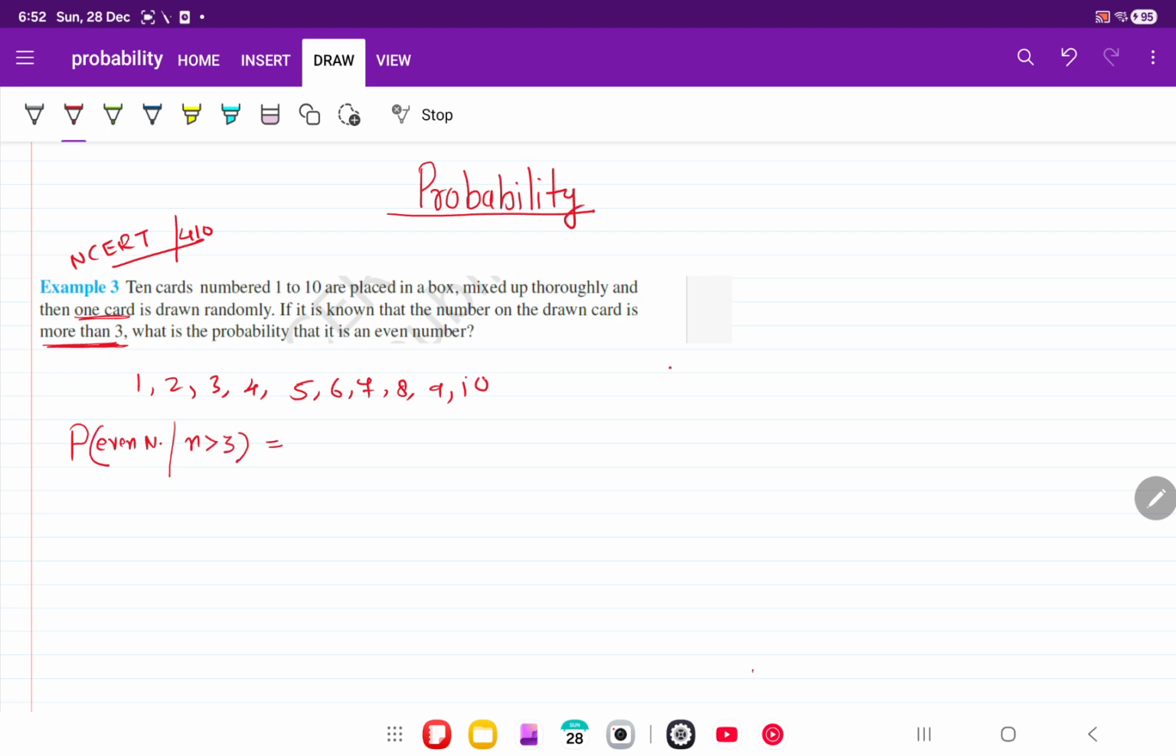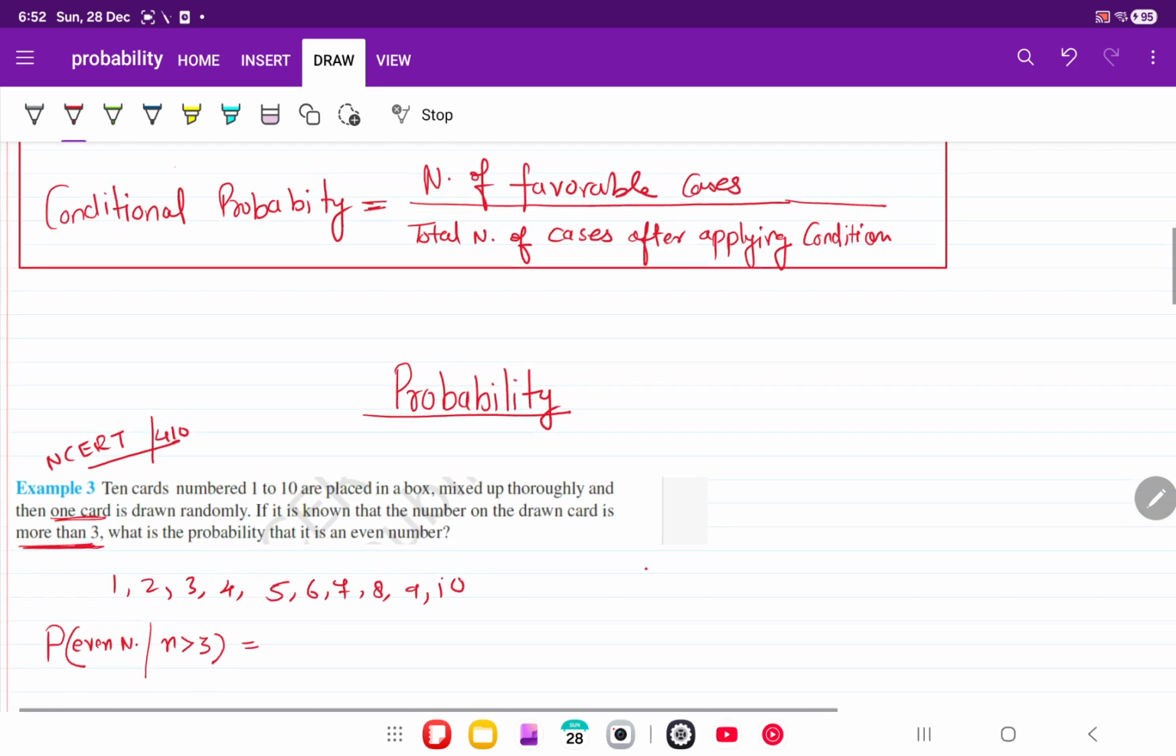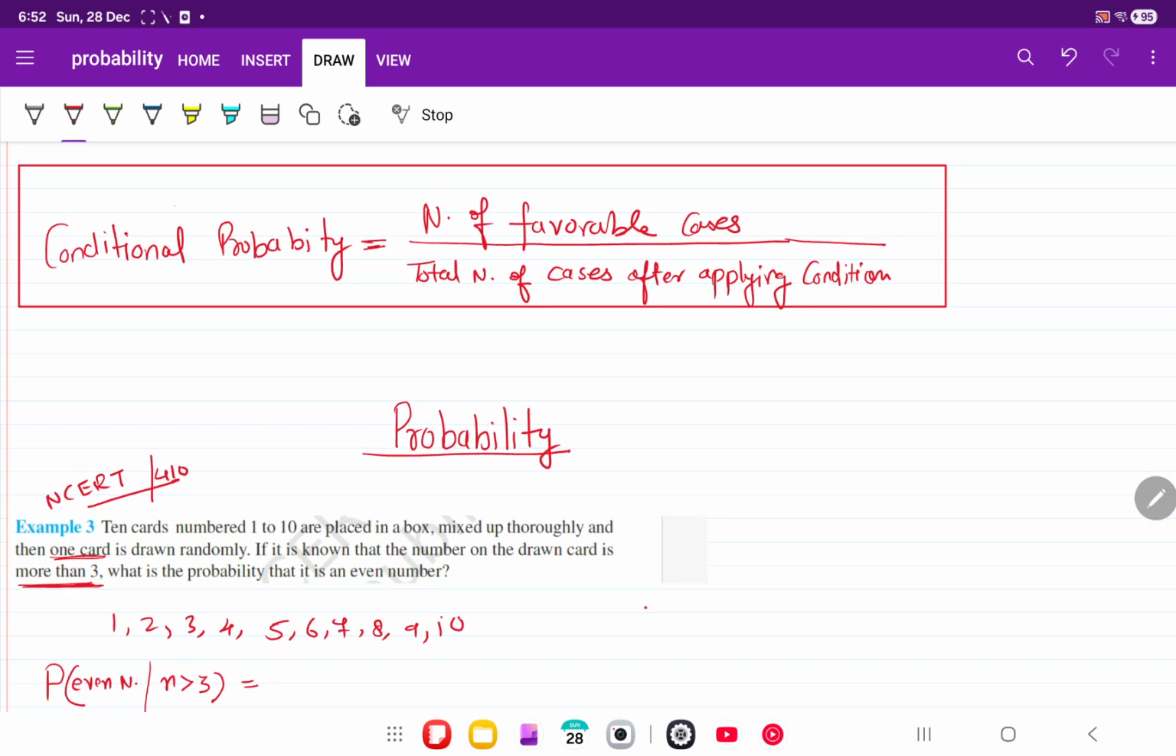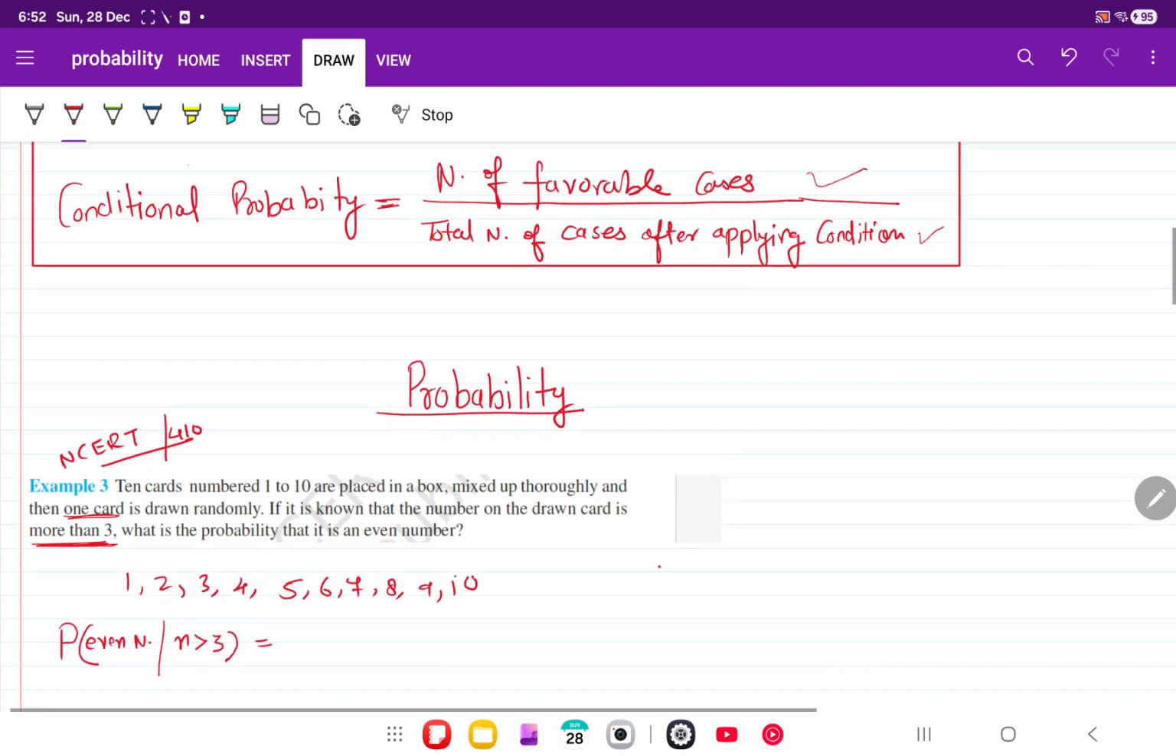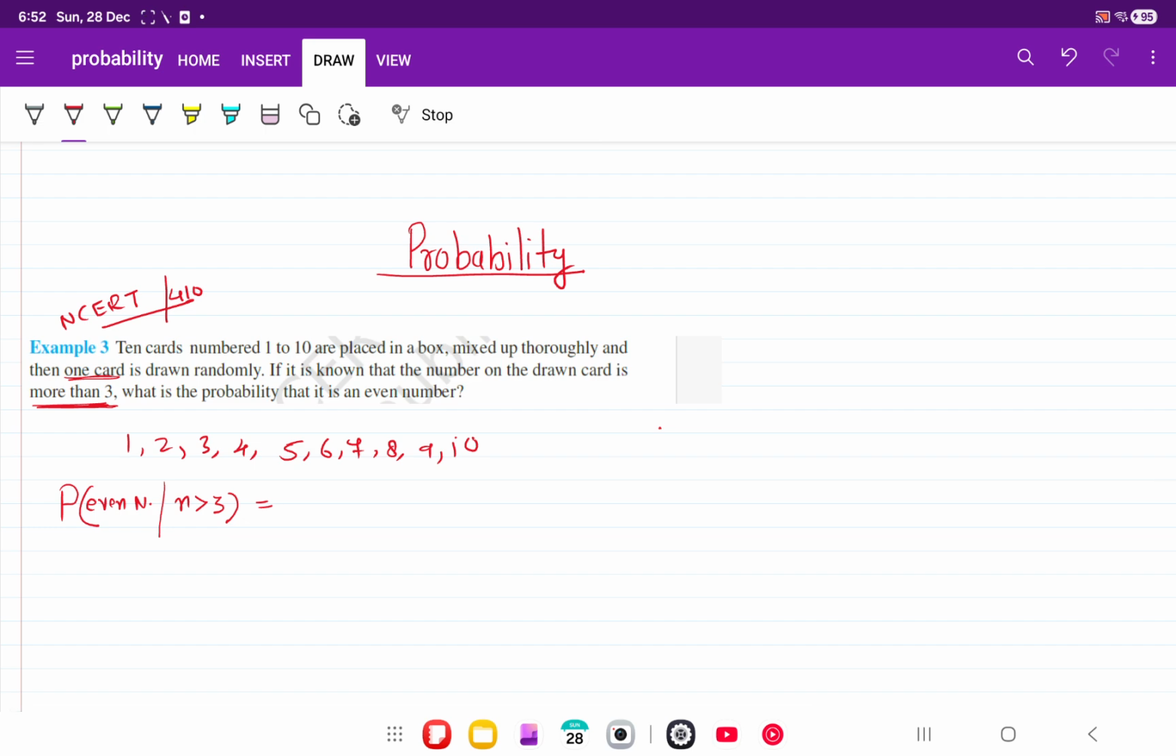So for conditional probability, the logical formula is this. For conditional probability, number of favorable cases divided by number of cases after applying the condition. After applying the condition, the number is more than 3. So more than 3 is this. These are the cases after applying the condition. So how many cases are there? 1, 2, 3, 4, 5, 6, 7. So 7 cases are there after applying the condition.